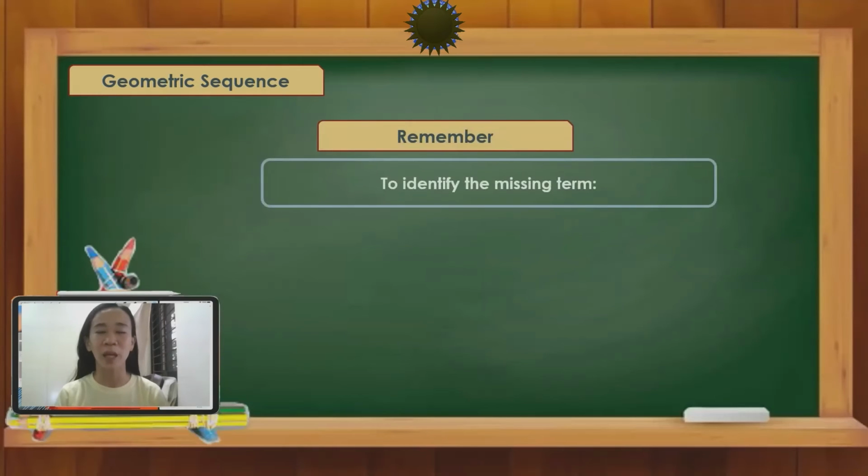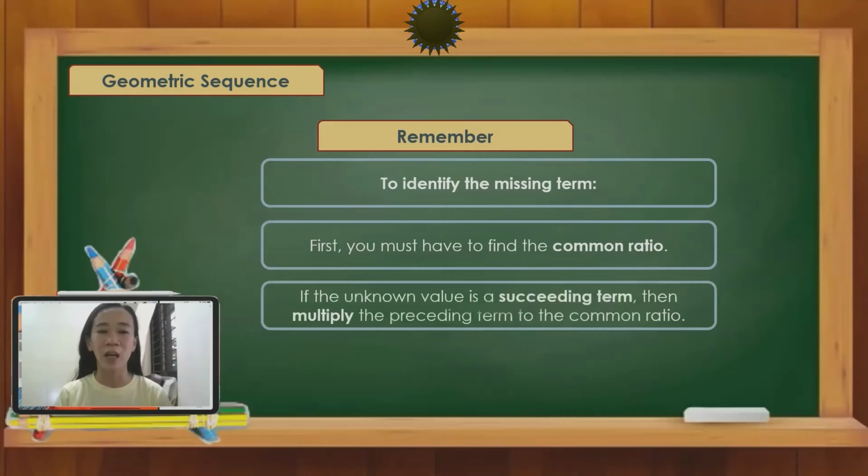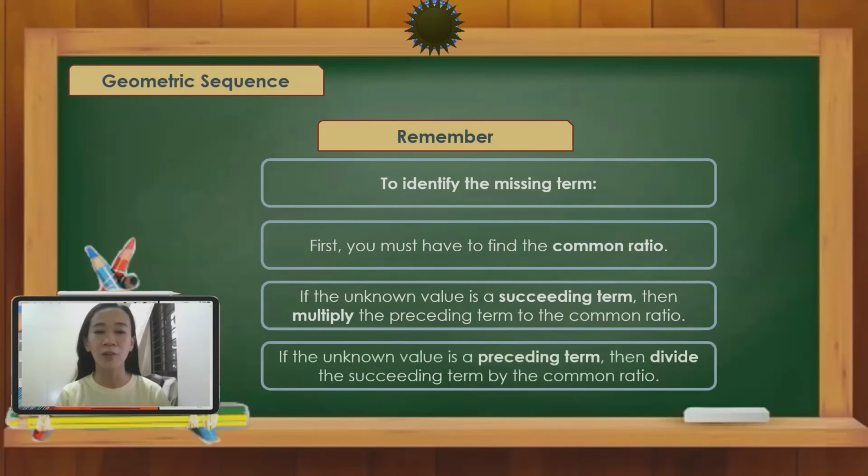Let us remember that for us to be able to identify the missing term, first, we must find the common ratio. If the unknown value is a succeeding term, then multiply the preceding term by the common ratio. If the unknown value is a preceding term, then divide the succeeding term by the common ratio.